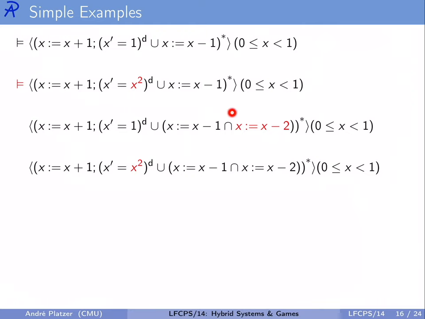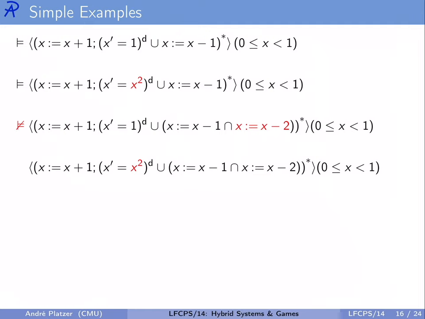So we can keep on playing this game forever, but in any case, Angel doesn't actually have a winning strategy to make sure she'll ultimately get to a state where she will have won, because Demon can always fool her, and that means she does not have a winning strategy, and that means this formula is not valid. You can think about which states the formula is still true.